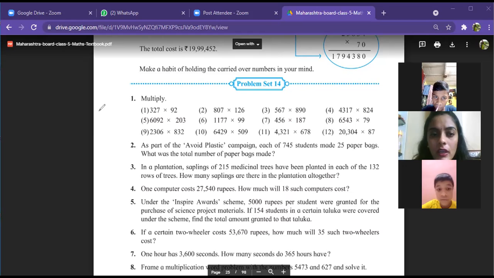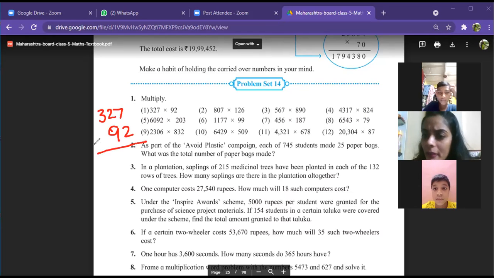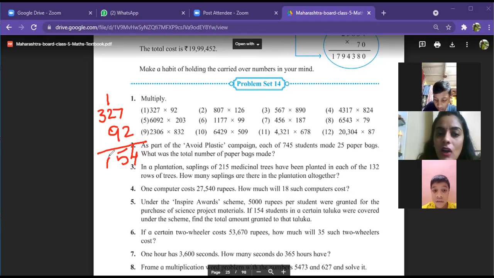Now here, 327 and 92. Now whenever we multiply by the second number, or the third number, the rule will be the same, right? So now what should I do? First I will multiply this last number with all these 3 numbers. So 7 2s are 14. 1 will be carry forward. 2 2s are 4 plus 1 is 5. 5. 2 3s are 6. So now I will be putting a cross here, right?